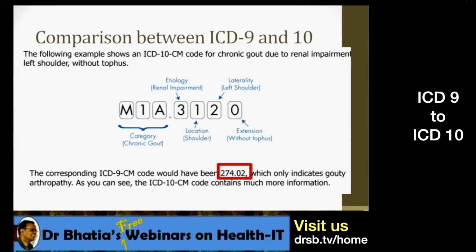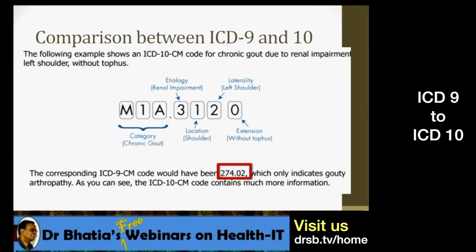Now let us see how ICD-10 captures it. The first three characters, M1A, talk about the category, which is chronic gout. After the dot, the first character says 3, which means renal impairment. The next one talks about the location, which is shoulder. And the next one talks about the laterality, which is the left shoulder or the right shoulder. So it says 2, which means left shoulder. And the last description is 0, which says without tophus. If tophus was present, it would have become 1.